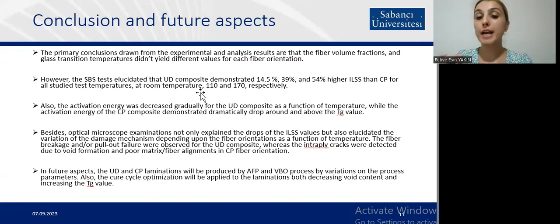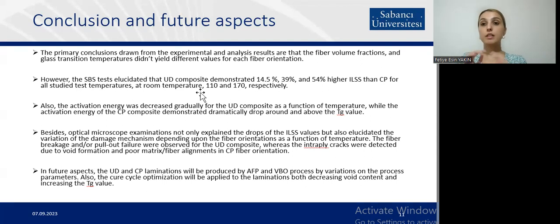Besides, the optical microscope not only explains the drops in the ILSS values but also elucidates the variation of the damage mechanism depending upon the fiber orientation as a function of temperature. Fiber breakage and pull-out failure were observed in the UD composite. However, intraply cracks were detected in the cross-ply fiber orientation due to void formation and poor matrix and fiber alignment.